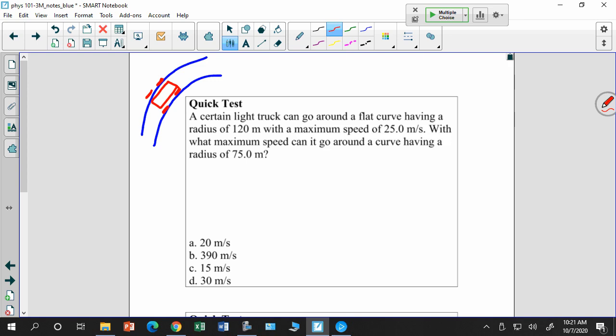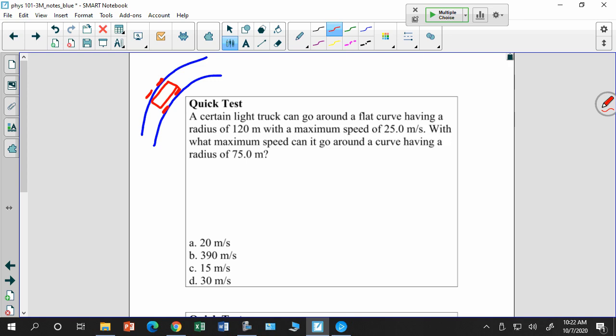Like with the ball and string, the tension in the string provided the centripetal force. In this case, it's the friction acting on the tires, between the tires and the road, that's providing the centripetal force that causes it to move in a circular path. So when we're thinking about centripetal forces, don't think of it as a separate force, but look for a force in the system to identify as the centripetal force.